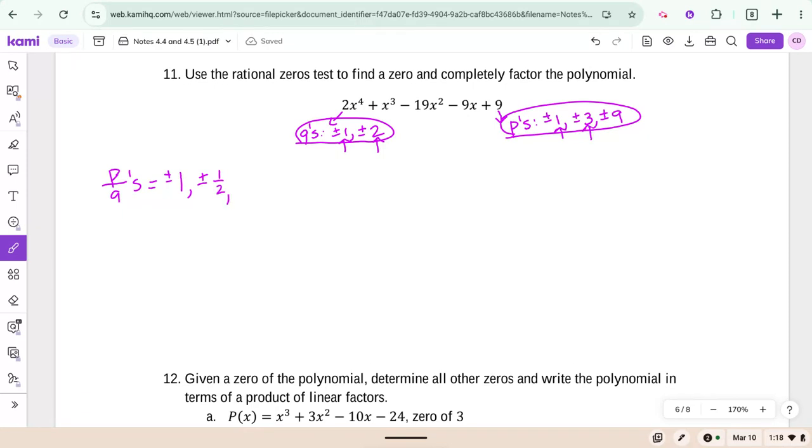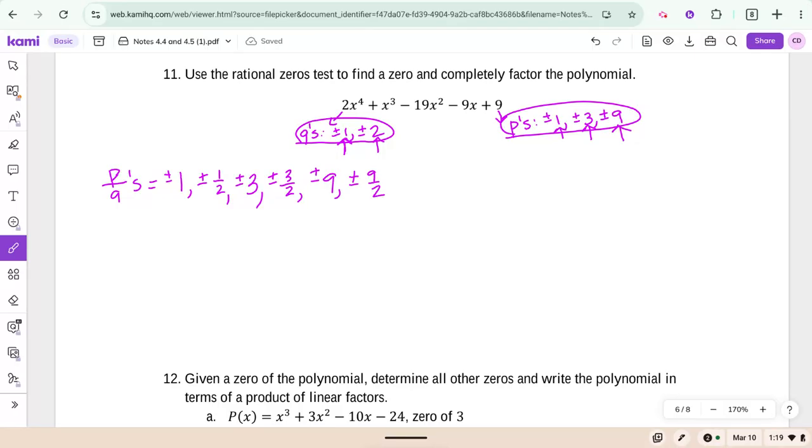Now I'm moving on to the 3. I'm going to do the same thing. 3 over 1 is 3. And 3 over 2 is 3/2. Or you might say 1.5. On to 9. 9 over 1 is 9, and 9 over 2 is 9/2. So we have 1, 2, 3, 4, 5, 6, 12 different numbers to choose from. 6 positives, 6 negatives. So these are all the numbers that could possibly be zeros.